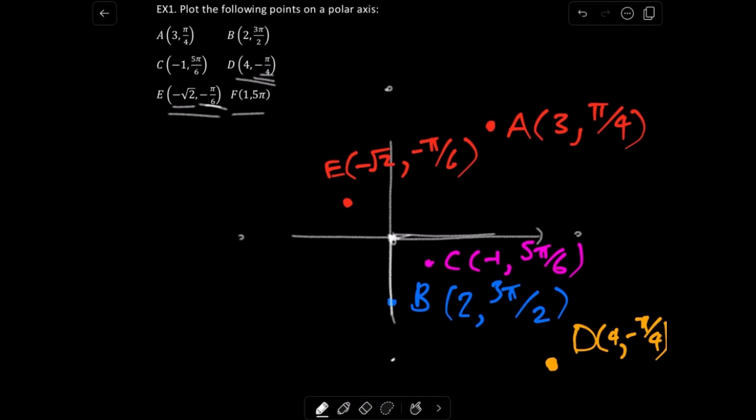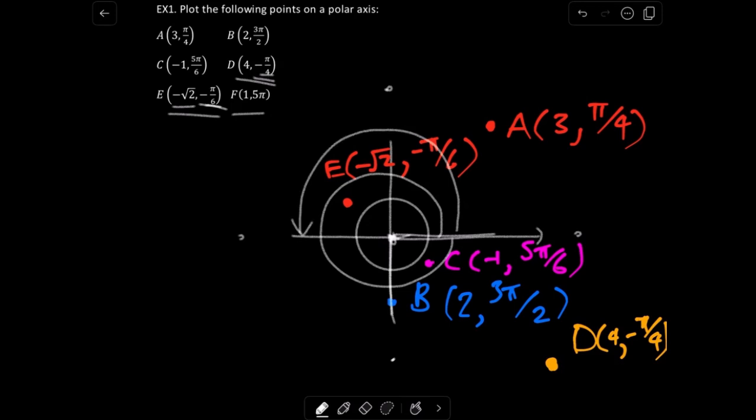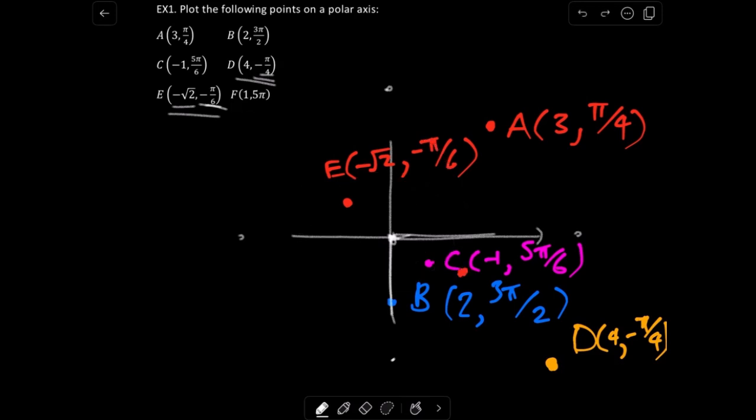So 5 pi. 5 pi is 2 pi, so we'll go 1 revolution. And then it's another 2 pi, so we'll go another revolution, all right? And then how much do we have left? Well, we have pi, so let's go pi units here, 180. So even though it's 5 pi, we are still going to end up on this line, the pi line, 180 degrees.